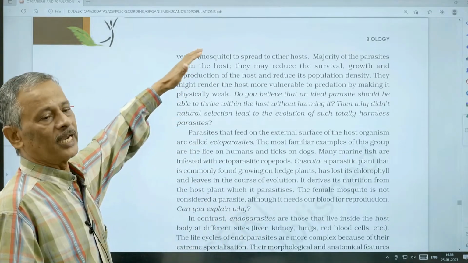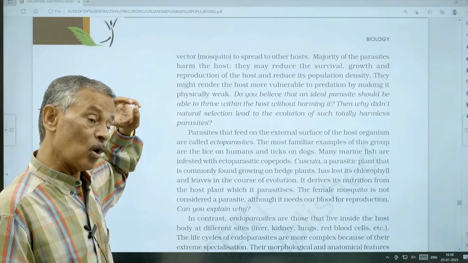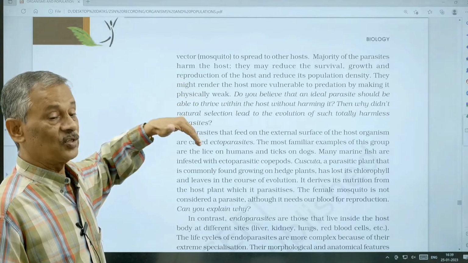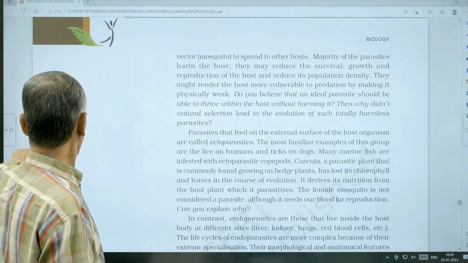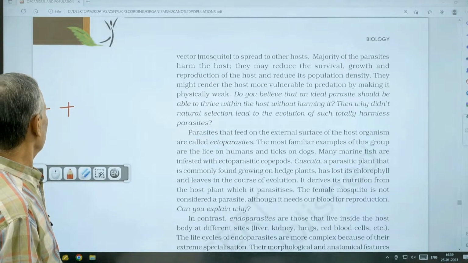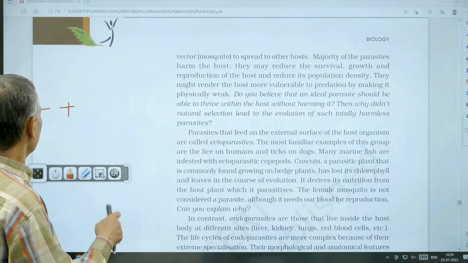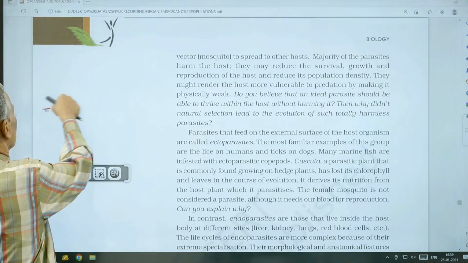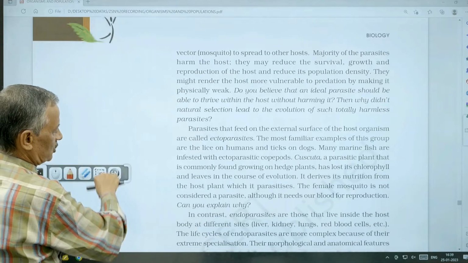Among these, the endoparasites show much more extensive adaptations than ectoparasites to live inside the body of the host. So it is another type of interaction where one is getting harm, the other one is only getting benefit. Now we go to the next one.